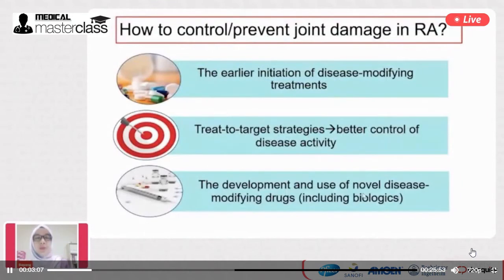How to control or prevent joint damage in rheumatoid arthritis? We can do this by, number one, starting early treatment with disease modifying treatment. Number two is to control the disease activity better by doing a treat-to-target strategy. And finally, the development and use of novel disease modifying drugs, which include biologics.